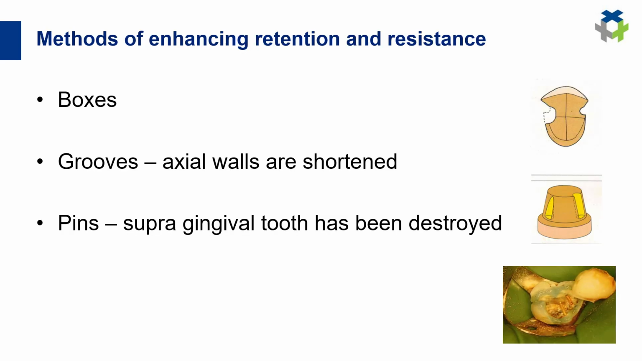So what are the methods of gaining retention for these extensively damaged teeth? You can use box forms, which are shown here in the first picture, or grooves. This is very common when we go for crowning teeth which are very small or damaged. Or to get a greater amount of retention, we can use pins, if the supragingival tooth structure has been destroyed.